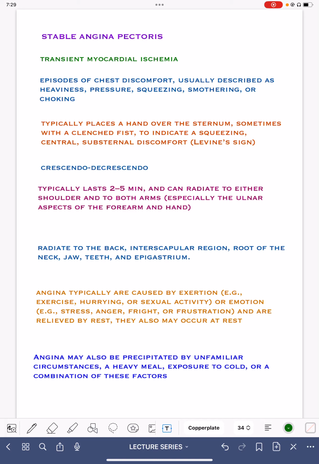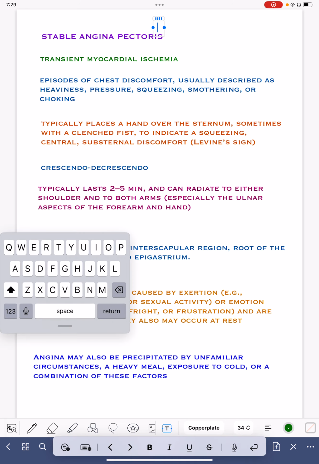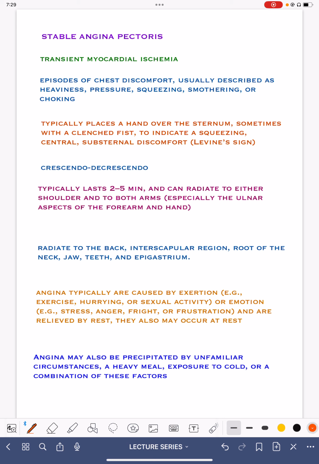Now we'll be talking about stable angina pectoris, or in short, angina. It is called pectoris because we know that the pectoralis muscles are present over the chest. So whenever we label it as angina, we are referring to chest pain. And most of the time, we always think of heart-related pain, because any patient having chest pain may not at all have heart-related pain.